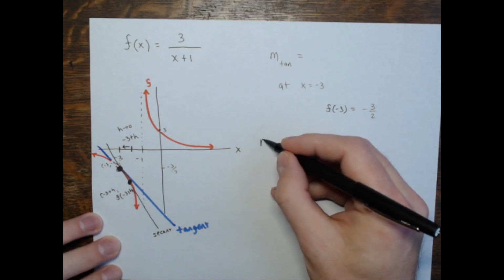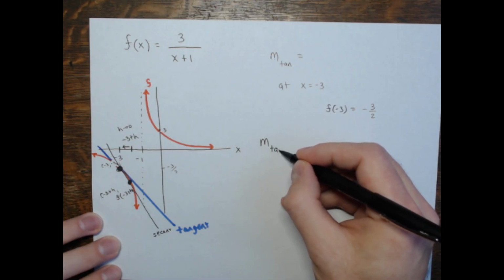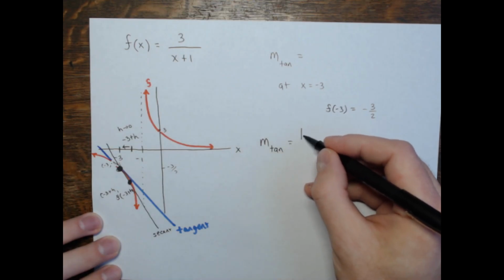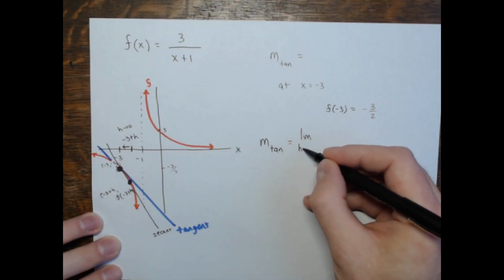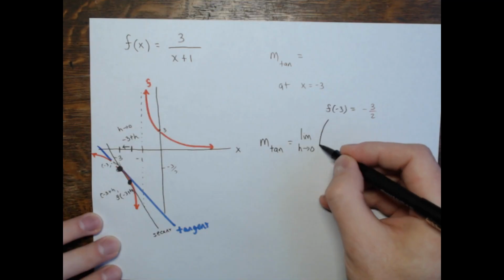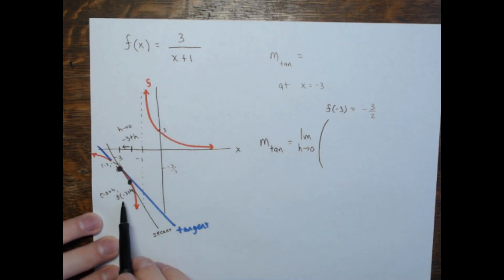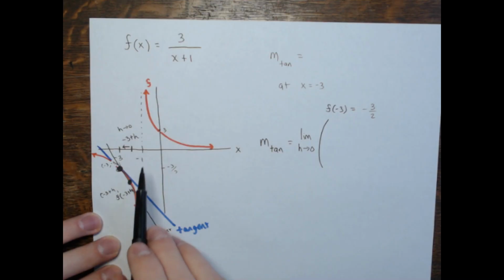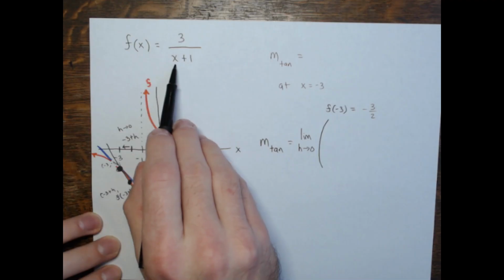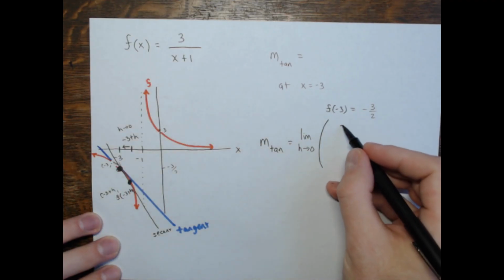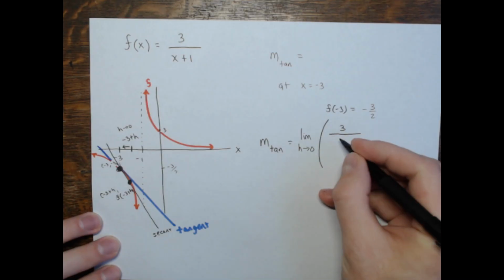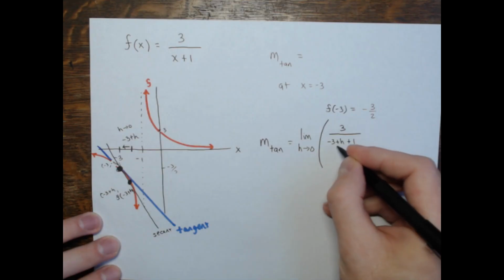So yeah, this other definition was slope. So the slope of this tangent line will be the limit as h approaches 0 of the value of f at -3 plus h. So I replace x with -3 plus h. So that's 3 over -3 plus h, then plus 1. And I don't need parentheses there.